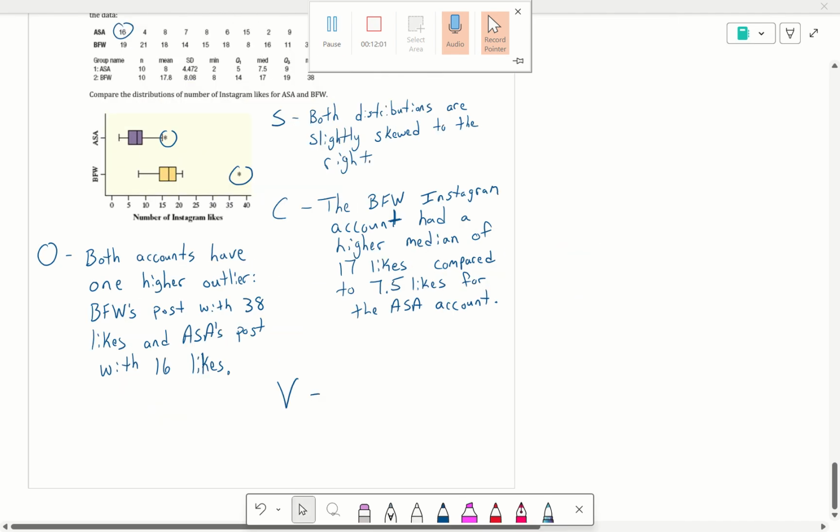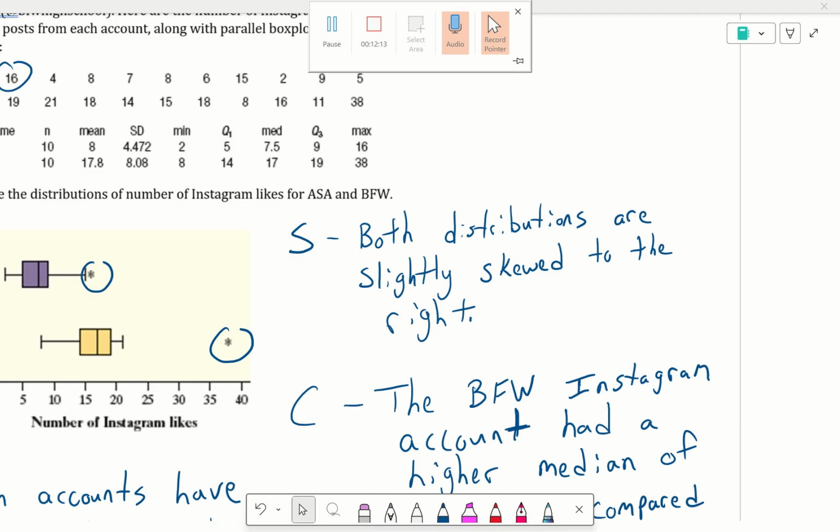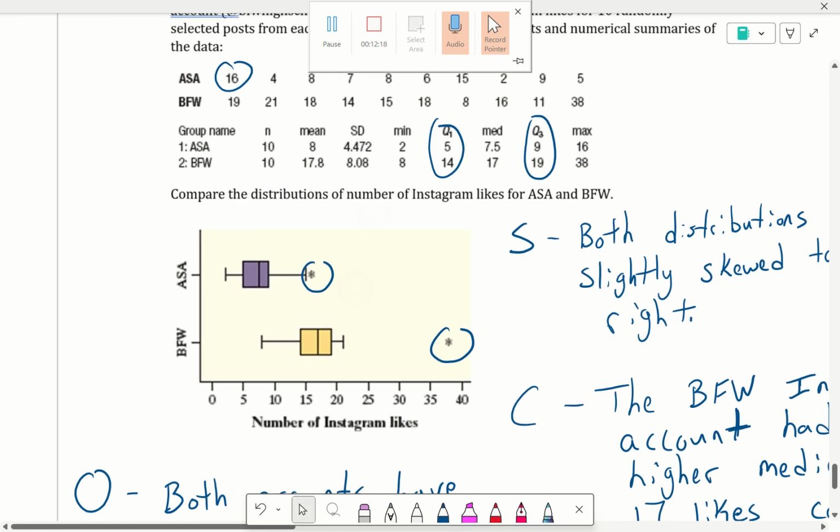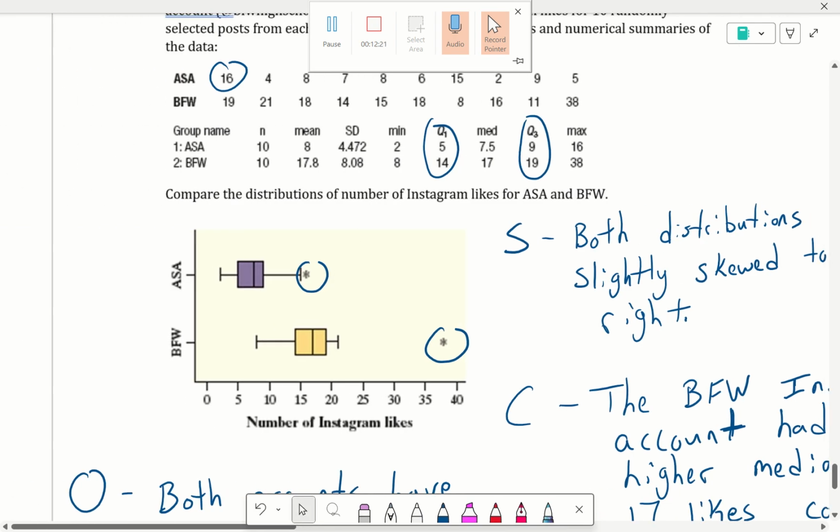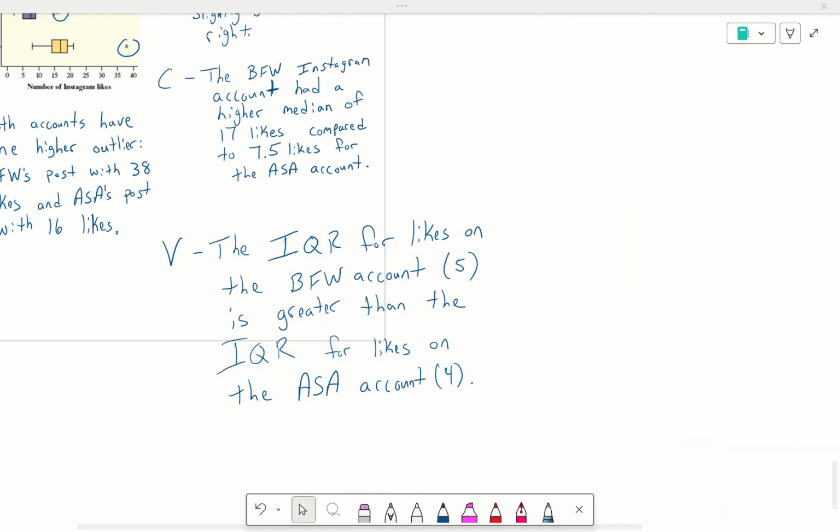For variability, we are comparing two distributions with outliers. So IQR is the measure of variability that is resistant to outliers. So we want to use our IQR here. As I look at my third quartile and first quartile, 9 minus 5, we have an IQR of 4 for the ASA Instagram account, and we have an IQR of 19 minus 14, 5 for the BFW account. So I said the IQR for likes on the BFW account, 5, is greater than the IQR for likes on the ASA account, which is 4.